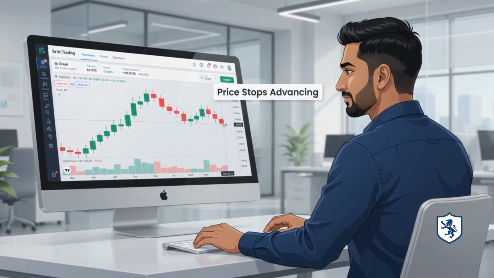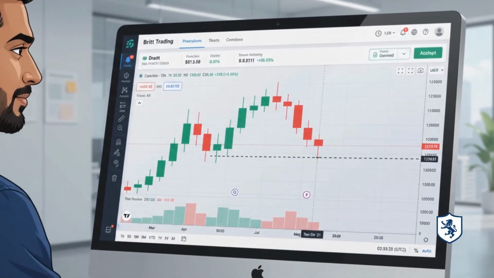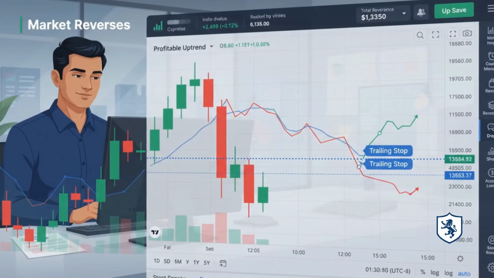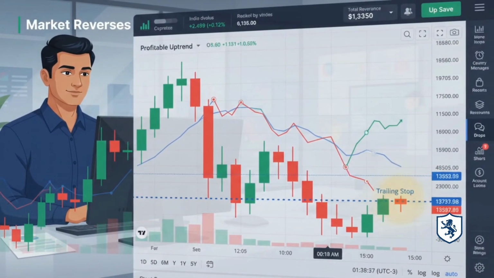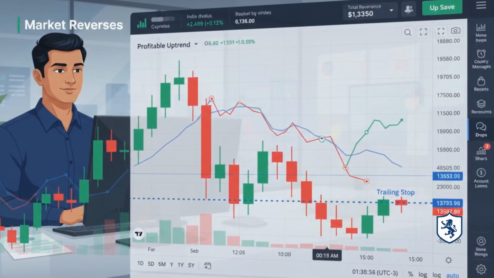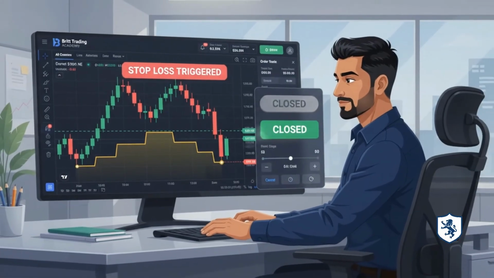If the market stops moving in the profitable direction, the trailing stop keeps the stop loss fixed. If the market goes against the profitable direction, it may eventually reach the stop loss level set by the trailing stop. Once the price reaches this level, the position is closed.